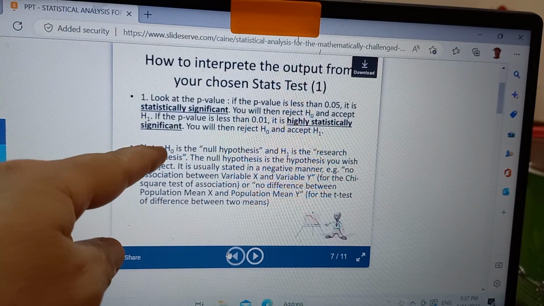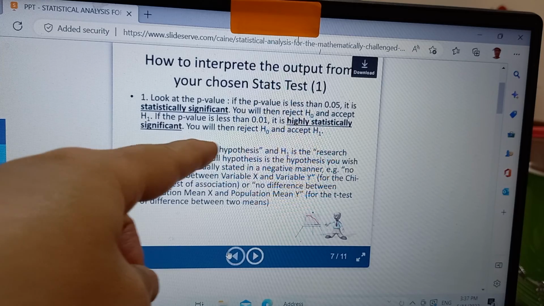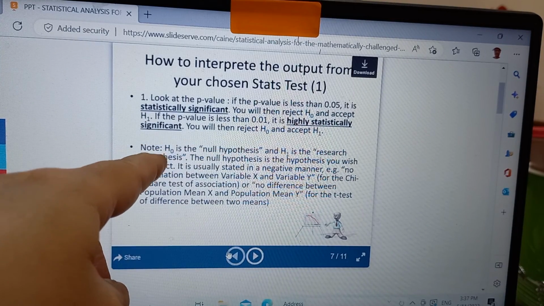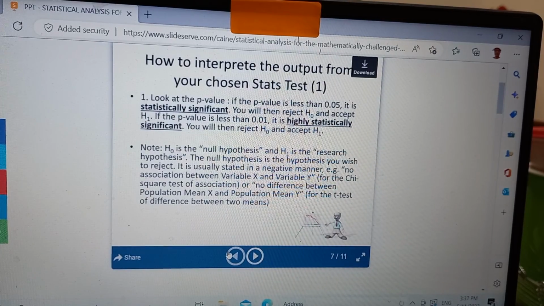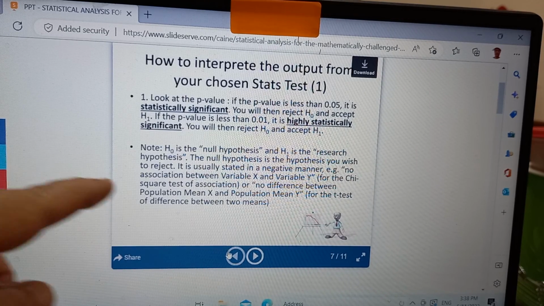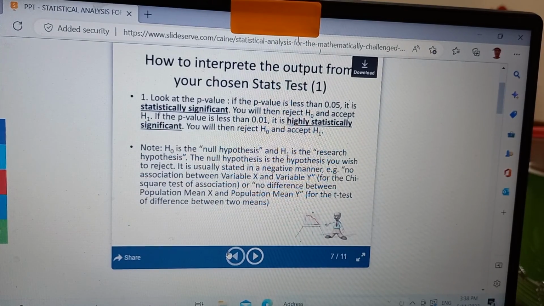So as I mentioned earlier, H0 is the null hypothesis. H1 is the research hypothesis or the alternative hypothesis, right? The null hypothesis is a hypothesis you wish to reject, and it is usually stated in a negative manner. For example, for the chi-square test of association, the null hypothesis is there is no association between variable x and variable y. Any association you see is due to chance, right? And for the t-test of difference between two means, your null hypothesis is there is no difference between population mean x and population mean y.